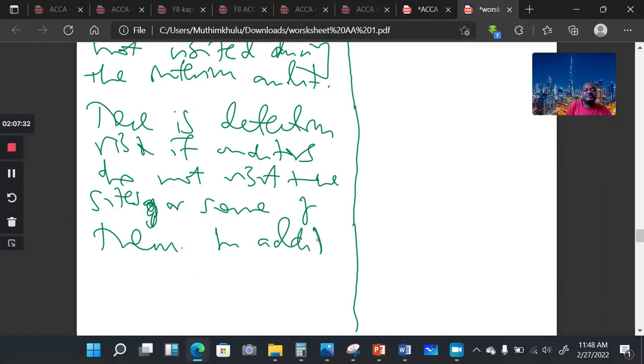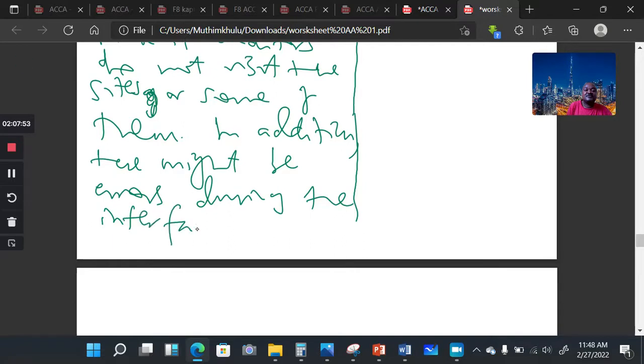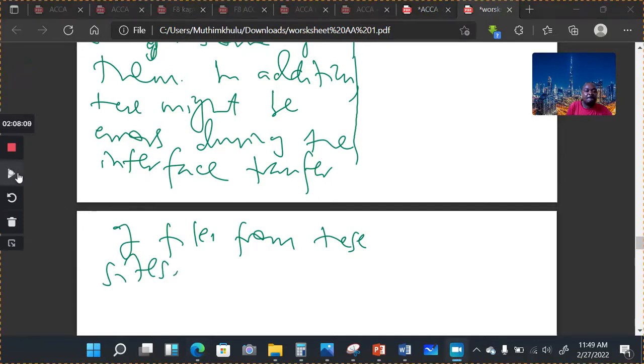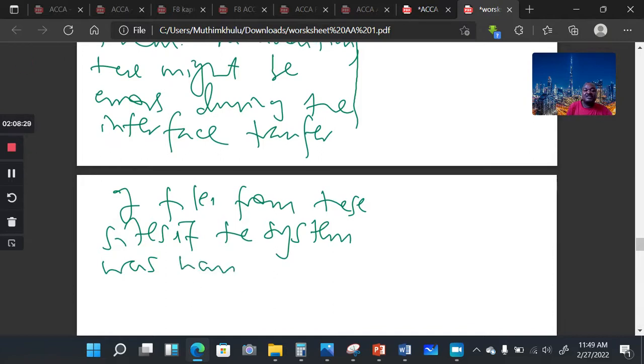In addition, there might be errors during the interface transfer of files from these sites if the system was having challenges.